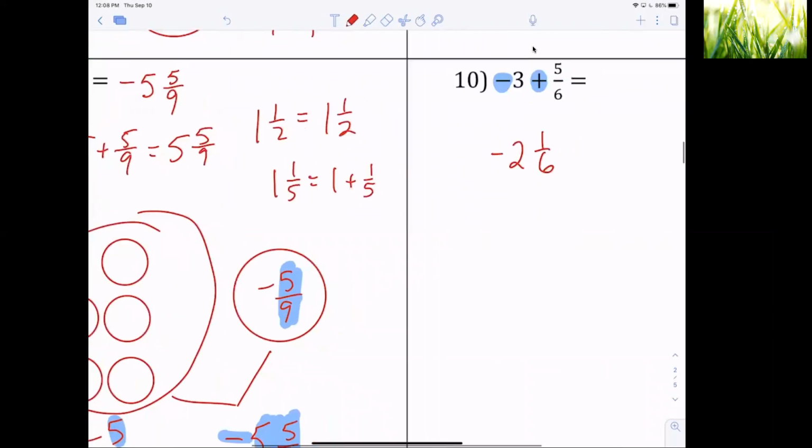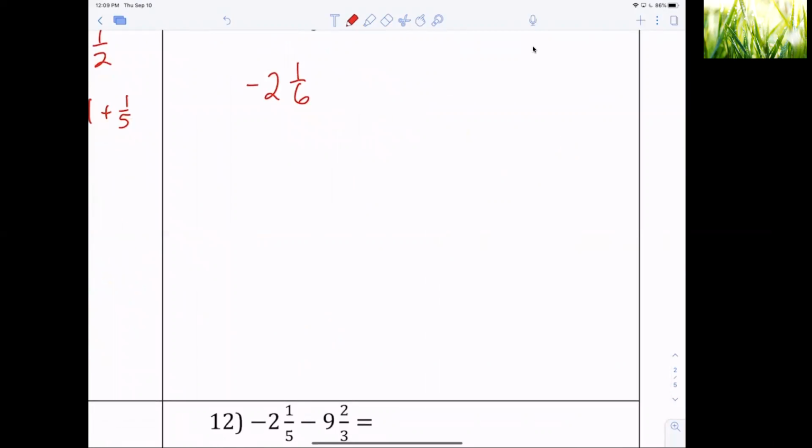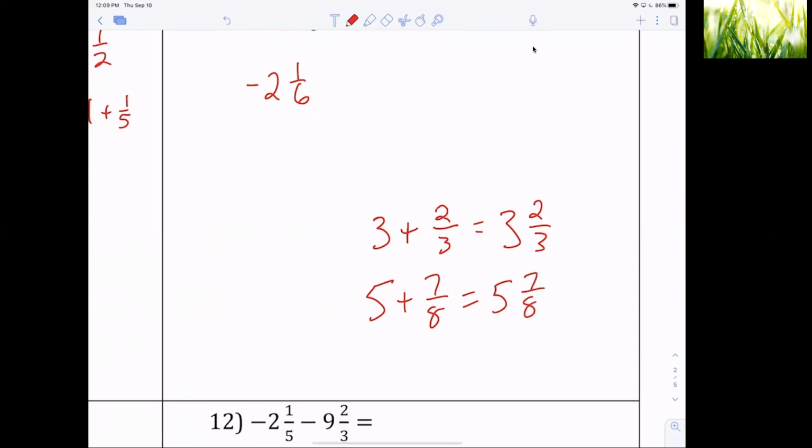Okay, so if I said to you, watch me, pay attention. What's 3 plus 2/3? No, you're not subtracting. You're adding. It's just 3 and 2/3. Oh, that's it? What if I said what's 5 plus 7/8? 5 and 7/8. All right, one more time. 9 plus 3/4.